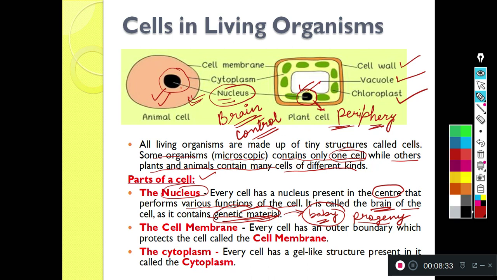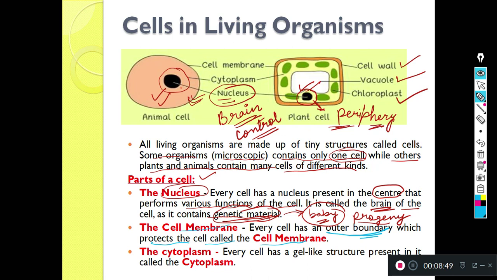Now, cell membrane I have discussed already. Every cell has an outer boundary. It is like a safe, for protection and safety of the cell. We call it cell membrane.